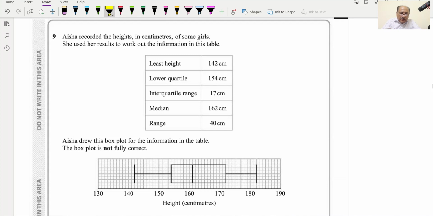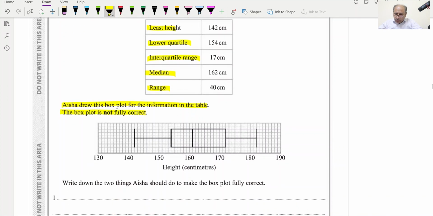Now question number 9. Aisha recorded the heights in centimeters. Some girls used her results to work out the information in the table. Least height, lower quartile, interquartile range, median and range are provided. Aisha drew this box plot for the information in the table. The box plot is not fully correct. So write down the 2 things Aisha should do to make the box plot fully correct.